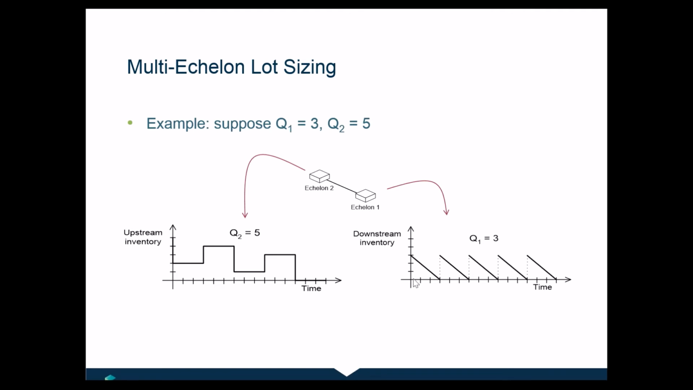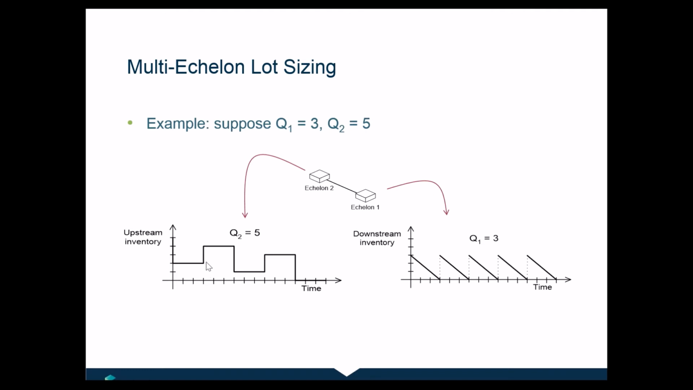The downstream inventory will be quite simple. I produce 3 and I consume 1 every day. So basically I will get this nice sawtooth pattern, which we know from the EOQ formula. If we see what is happening upstream, the pattern is quite different. Let's start over here. I produce 5, and of the 5, 3 is consumed by the downstream step, which leaves me with 2 left in inventory for at least 3 periods. Here I will get the next order at period 3.